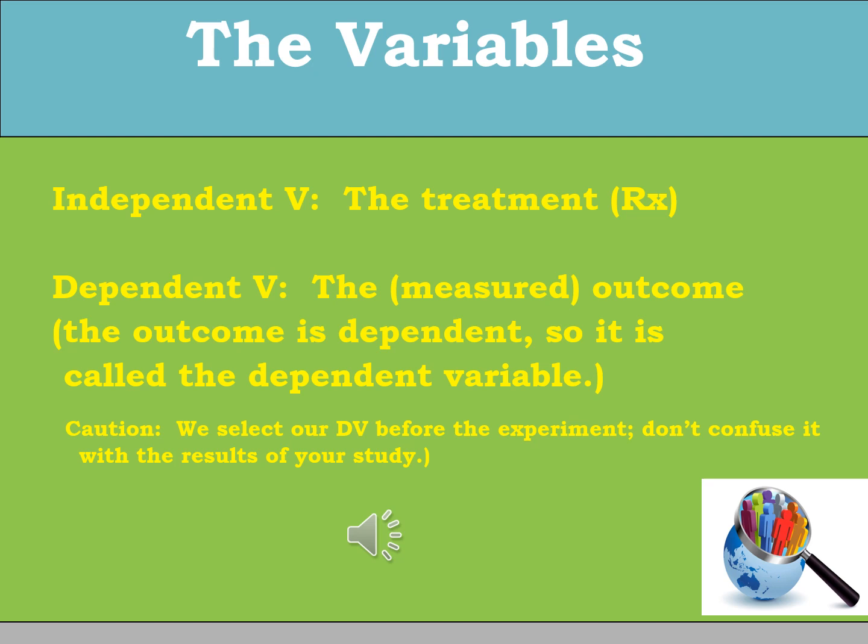If you're looking at insomnia, your dependent variable wouldn't be a reduction in insomnia. The dependent variable would just be quality of sleep. So again, the dependent variable is the outcome, and we establish the outcome measure before we run the study. And if I lost you there, it's okay. We're going to practice it on the next couple of slides.